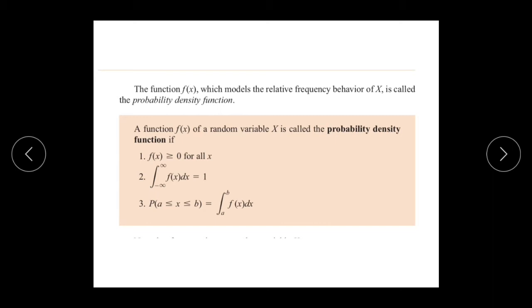Which is number 1, f of x is greater than or equal to 0 for all x. Number 2, the integral of f of x dx is equal to 1, evaluated from negative infinity to positive infinity. Number 3, the probability that x is greater than or equal to a and less than or equal to b is equal to the integral of f of x dx evaluated from a to b. So, kailangan mag-satisfy dyan sa tatlong yan para masabi na probability density function.